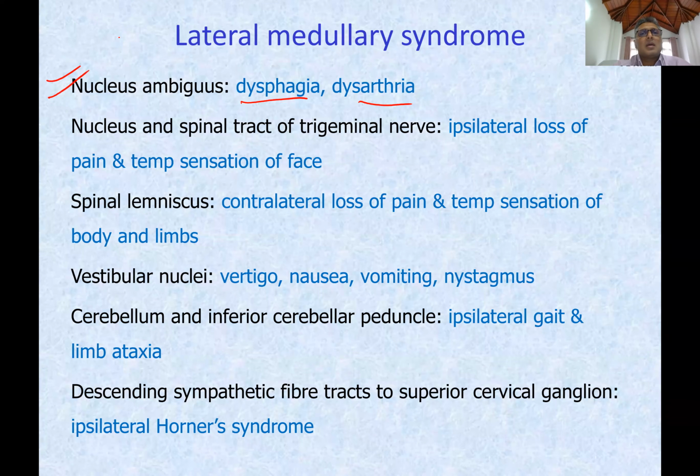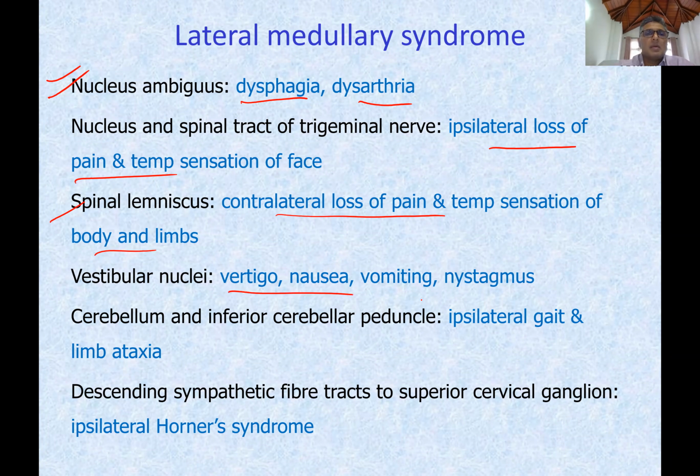Then the spinal trigeminal nerve and its tract: same side loss of pain and temperature sensations, as I said before. Then the spinal lemniscus: contralateral loss of pain and temperature of the body and the limbs. Then the vestibular nuclei: vertigo, nausea, vomiting. Cerebellum: same side, gait and limb ataxia. Anyway, ataxia. Then the descending sympathetic nerve tracts, as I told you: ipsilateral Horner's syndrome.